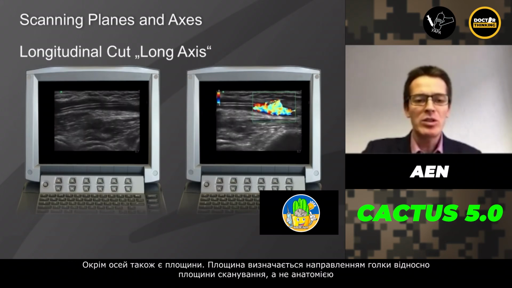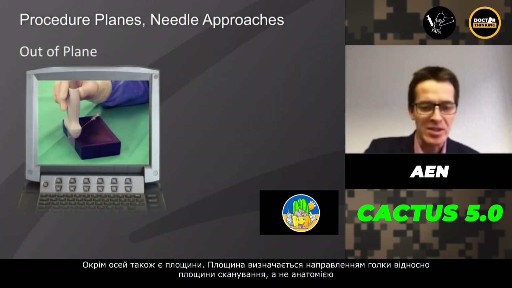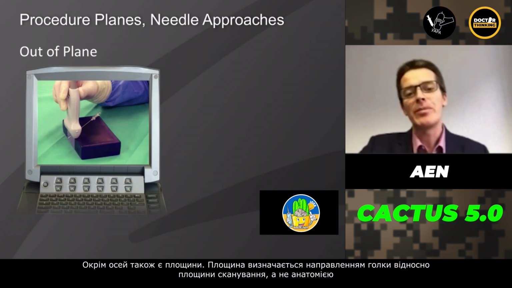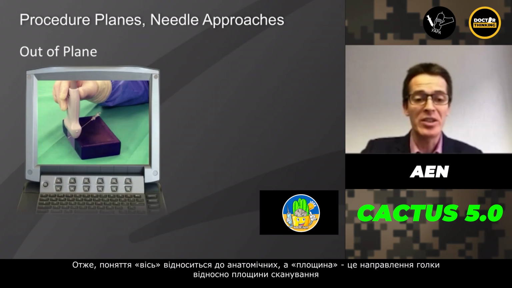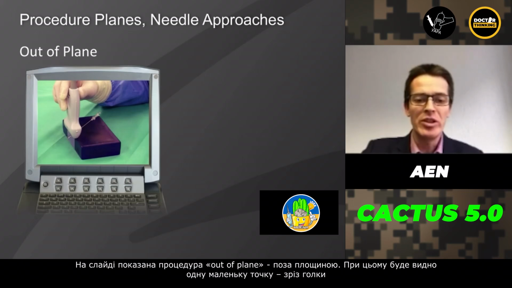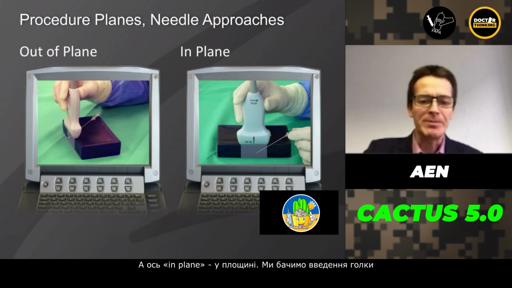And in contrast to this axis terminology, we talk about planes. Planes refer to the needle guidance in relation to the scanning plane and not to anatomy. So the axis terminology refers to anatomy only, and the plane terminology refers to how to guide the needle into the scanning plane. And this shows an out-of-plane procedure here, with only one little point where the needle cuts the scanning plane, whereas here in an in-plane procedure we ideally see the whole needle in the scanning plane.